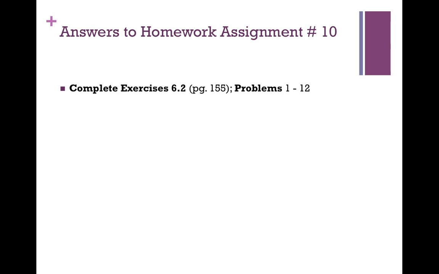So for homework assignment number 10, you are asked to complete exercises 6.2 on page 155, problems 1 through 12. For these exercises, you are given two categorical propositions, and you are asked to assume that the first one is true. Given that the first categorical proposition is true, you had to determine if the second proposition is true, false, or undetermined by using the traditional square of opposition.